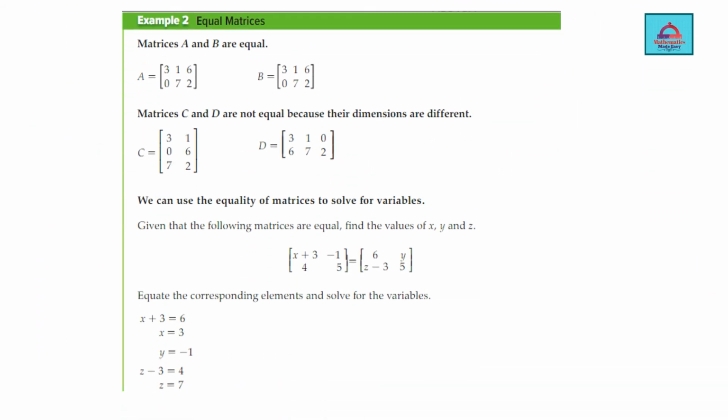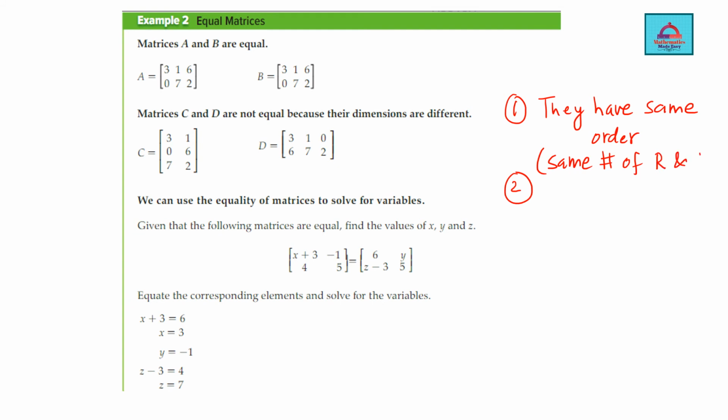Now we move to the second learning objective of today's class, which is identifying and defining equal matrices. If two matrices A and B are given, how do you identify whether they are equal or not? There are two conditions that you check. Number one, they have the same order. Same order means they have the same number of rows and the same number of columns, right? That's how the order will be equal.